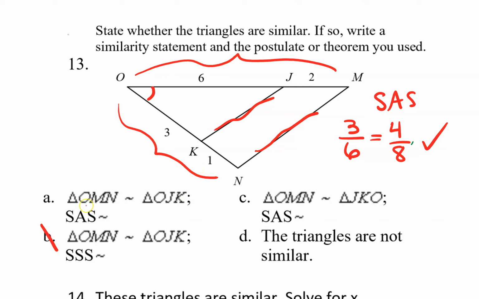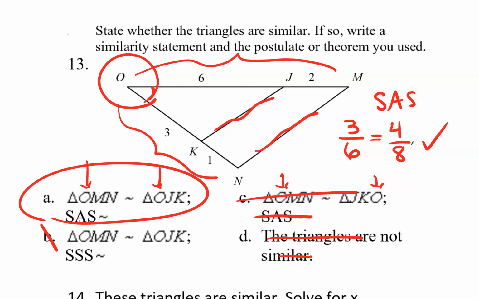So here's my quick trick. O needs to match O, because O is the same angle in both triangles. O is not in the same place here, so this is not going to work. O is in first and O is third. So that's out. They are similar. This is our answer.